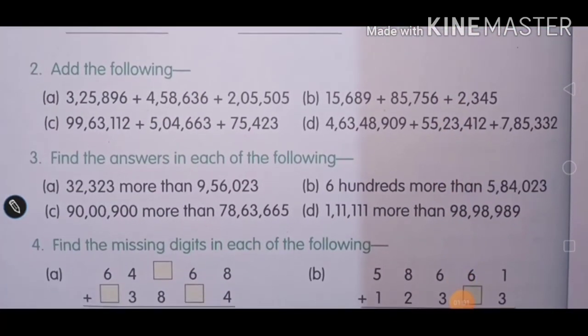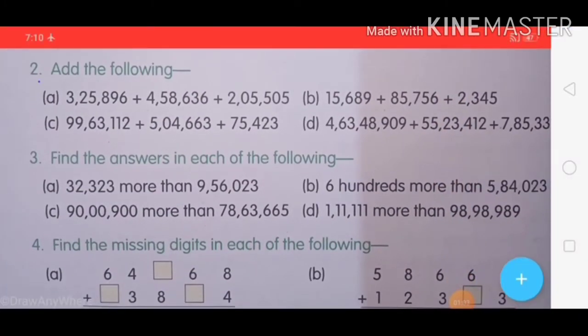Now here is question number 2. Add the following. So you have to write it in columns and you have to add. So simply you can do B, C, D, all the parts of this question, you have to simply add.